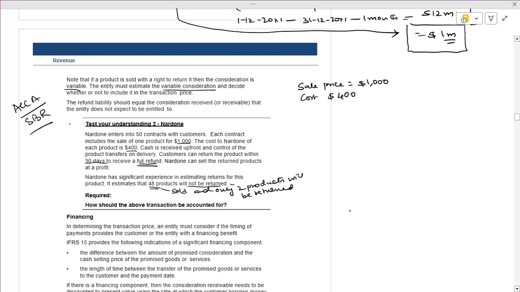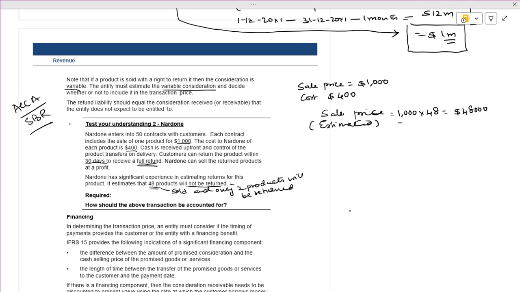Now coming back to this, what do they say? They are talking about the sale price. Very simple. Sale price is written down for estimated sales. It is 1,000 times 48. It comes to how much? 48,000.